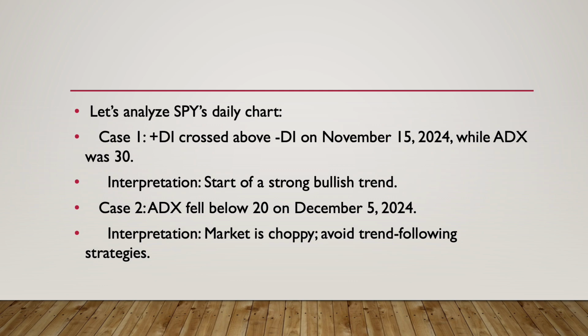In case 2, the ADX fell below 20 on December 5th, 2024. The interpretation of that was that the market is choppy, and to avoid trend-following strategies. This was an example of how the DMI can confirm when to ride trends and when to step aside. I advise pairing this with other indicators, like the MFI, to strengthen your signals.